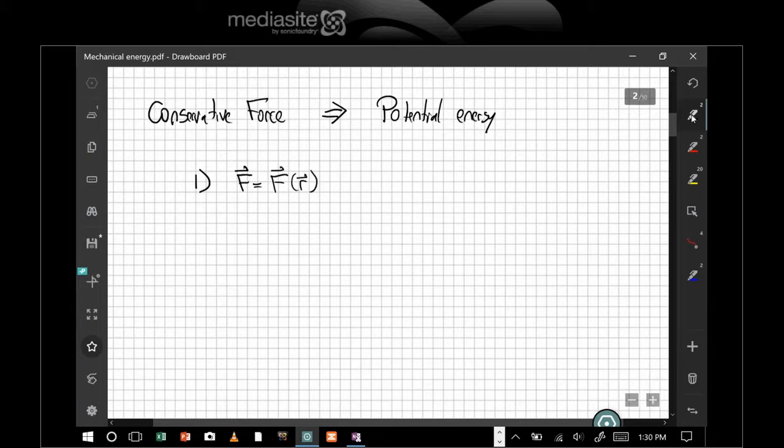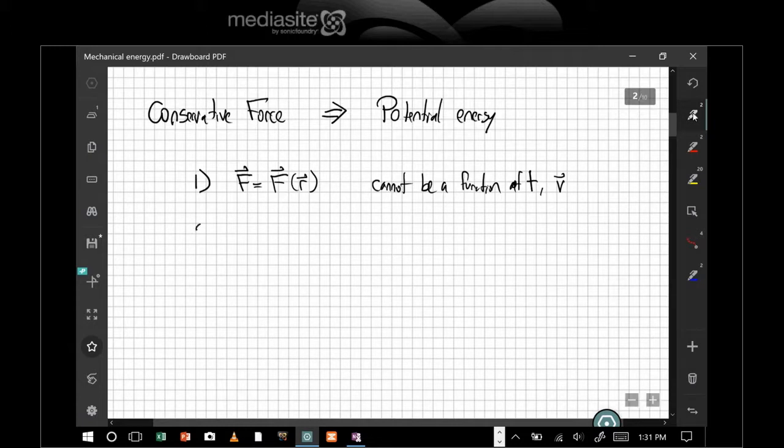It cannot be a function of time or velocity. Why is that? Well, if it's a function of time, that means the total energy of the system will either increase or decrease with time. Obviously, the energy is not conserved if that's the case. So the force can only be a function of position, and gravity is a force only a function of position. So gravity satisfies the first condition.